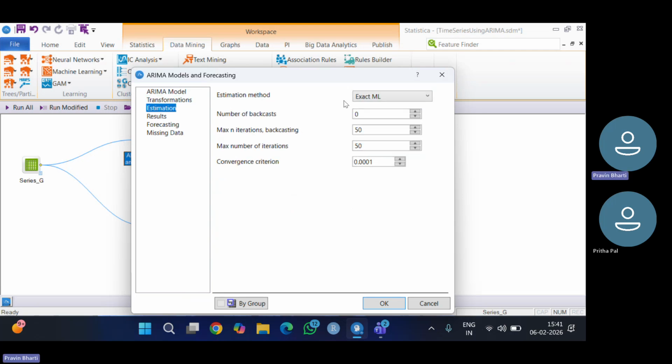Then we go for the estimation method. We have two estimation methods, approximate maximum likelihood and exact ML.